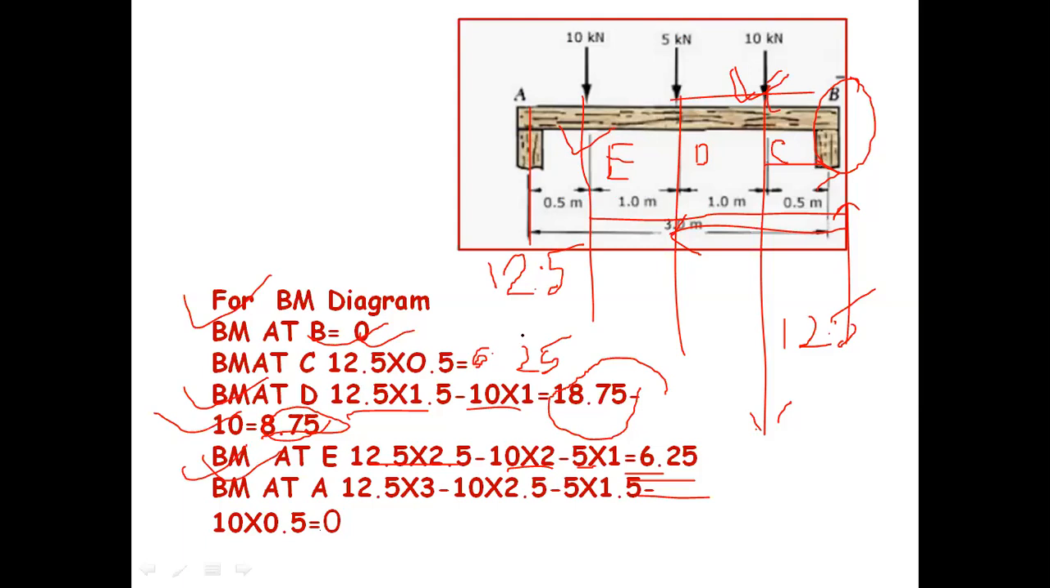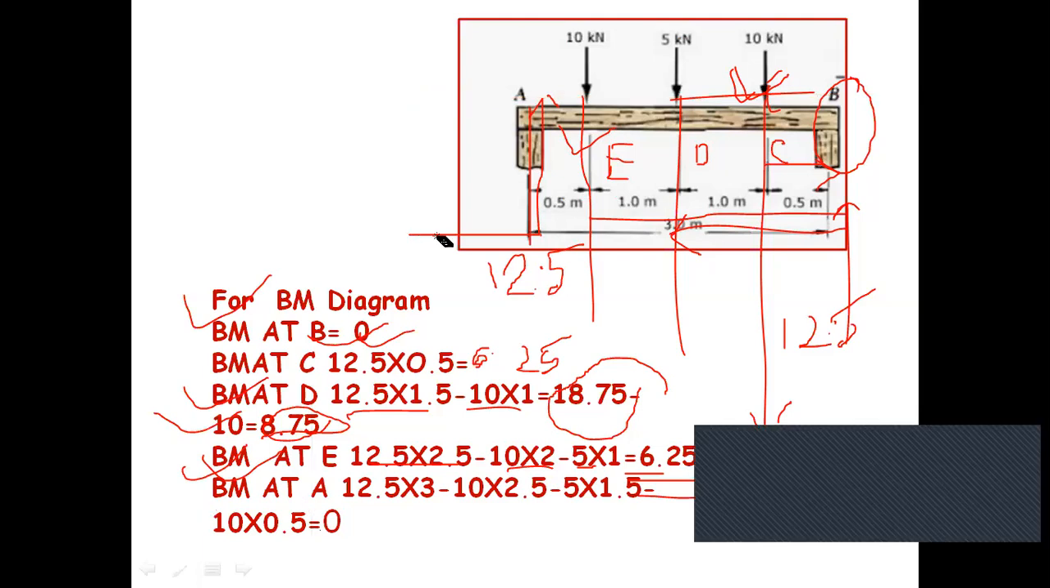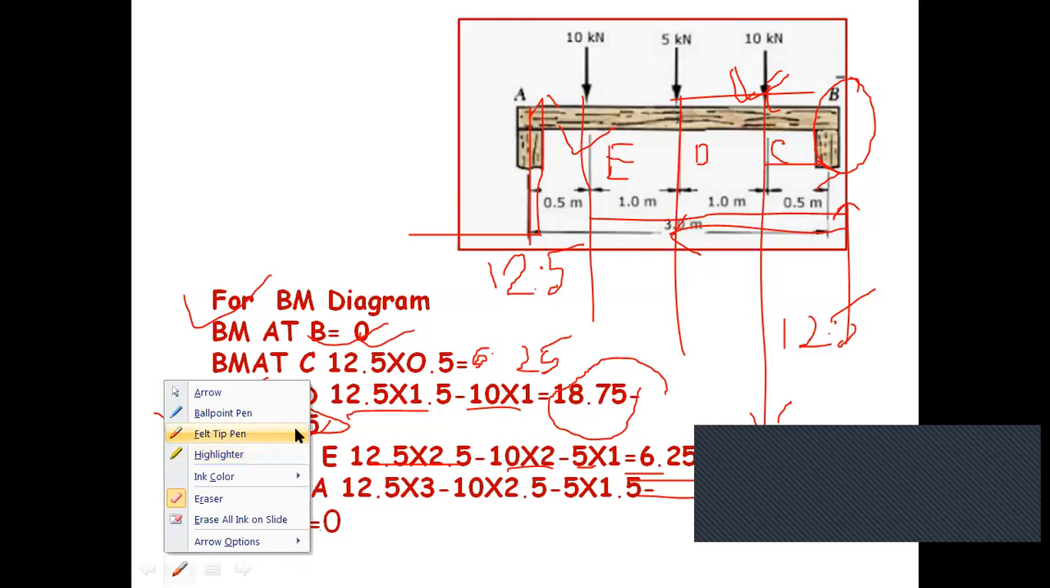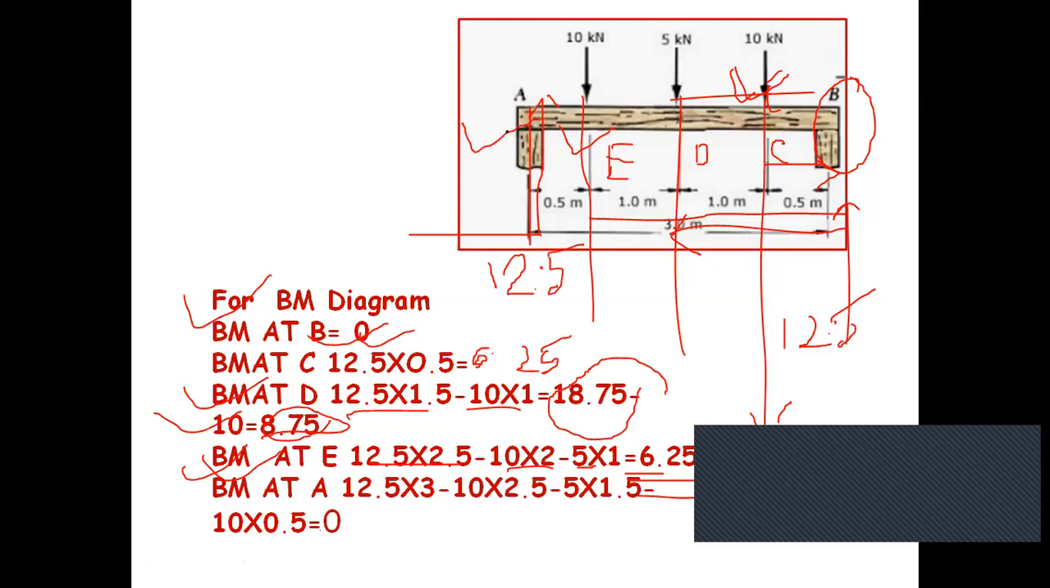Again, find out the BM at A. I have told you that when you find the bending moment about any fixed point, that means a fixed end, because of the fixed end, it is a simply supported beam. When you find the moment about a fixed point, then we have already seen that in case of point B, BM is equal to 0. So in a similar way, BM at A must be 0.